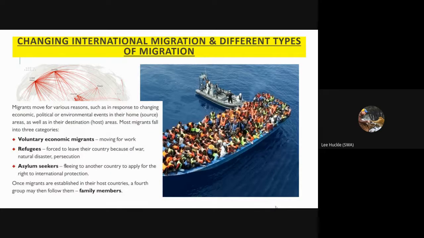What we then did is we looked at these three categories of migrants: voluntary economic migrants, who are migrants or people who move for work purposes. We looked at the big category of refugees, who are migrants, people who are forced to leave their country. There's numerous reasons, numerous push factors: war, disasters, natural disasters, persecution. And then we also introduced the term asylum seeker. And that is a person who is fleeing to another country to apply for the right to international protection.